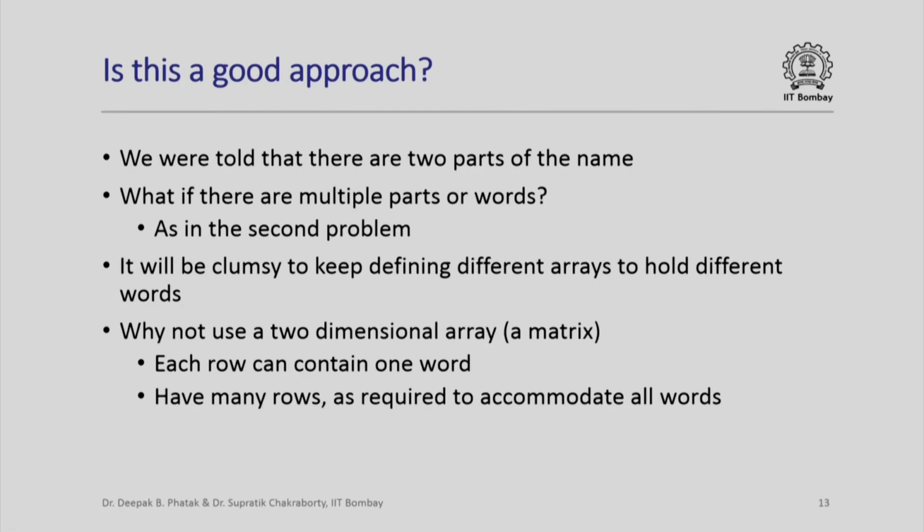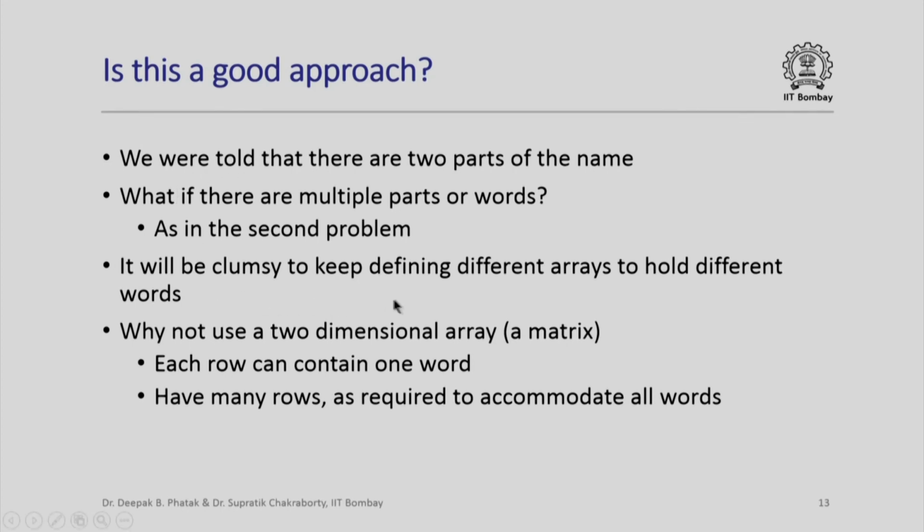Is it a good approach? Well, yes, we were told that there are two parts of the name, and therefore first name and last name we just assign them for two different arrays. But what if there are multiple parts? As in the second problem, you remember second problem says, given a sentence containing multiple words separated by each other from one or more spaces, get them out into separate arrays or separate strings.